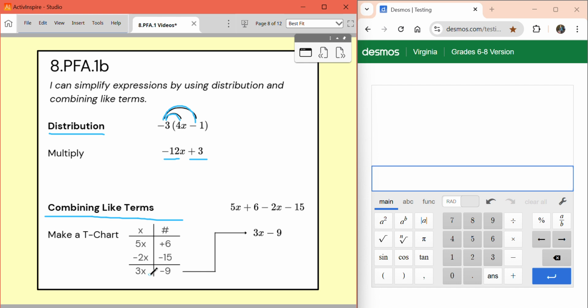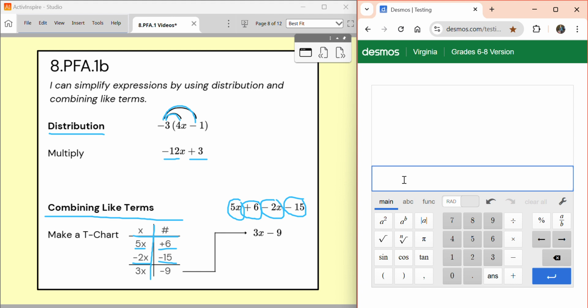Down below that, we have a completely worked out example of combining like terms. And the method that we use for that is making a T-chart, where basically we draw this T shape and then we separate the terms that we have in our expression. So we put the 5x on the x side, the +6 on the number side, the -2x on the x side, the -15 on the number side.